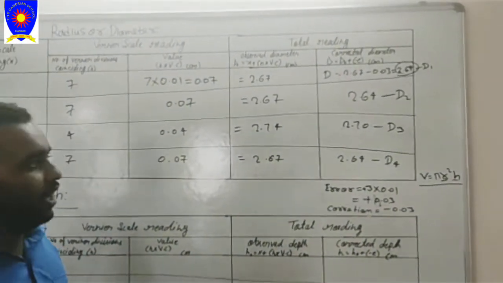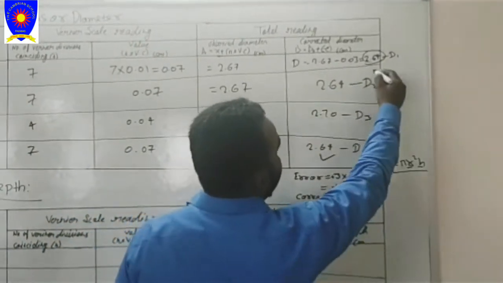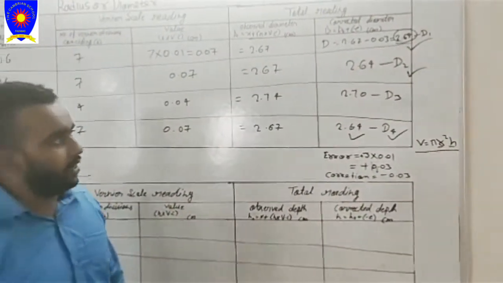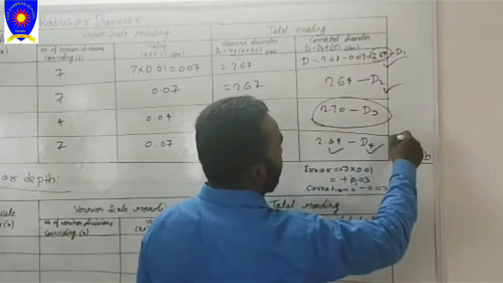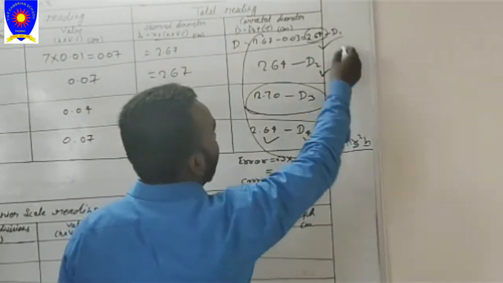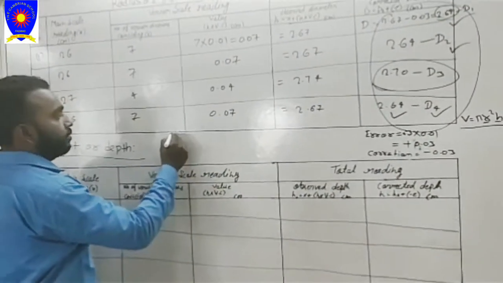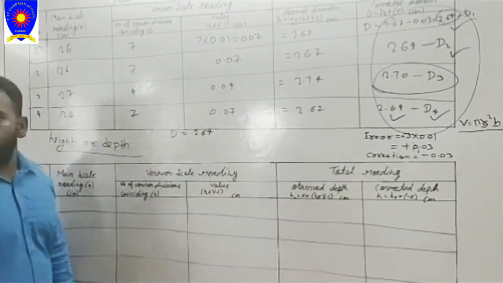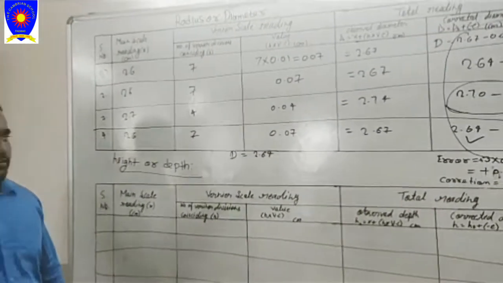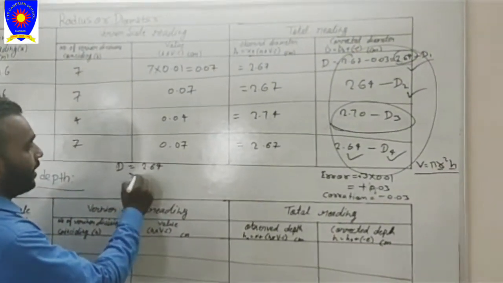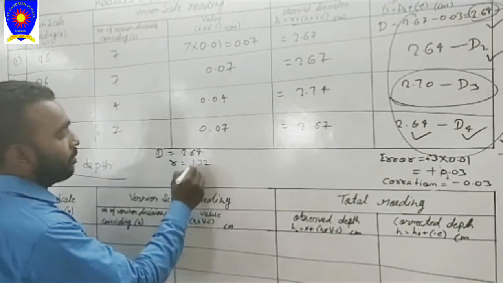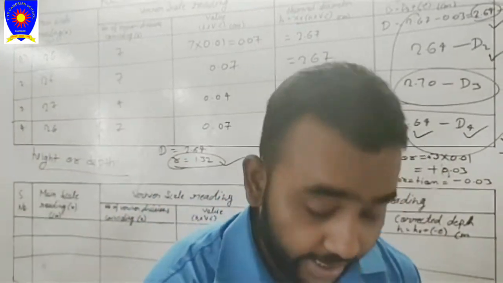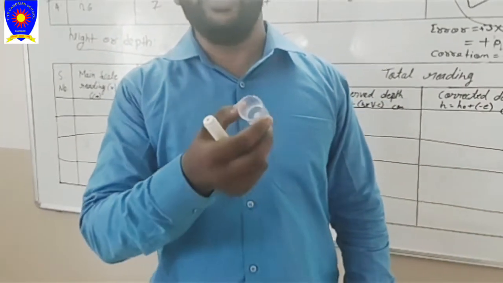And we are looking that D1, D2 and D4 are the same, but D3 is not the same. So after taking the mean of these values, we will get D equal to 2.64. So radius will be 1.32. This is the radius of the given cylindrical body, but this is internal resistance.